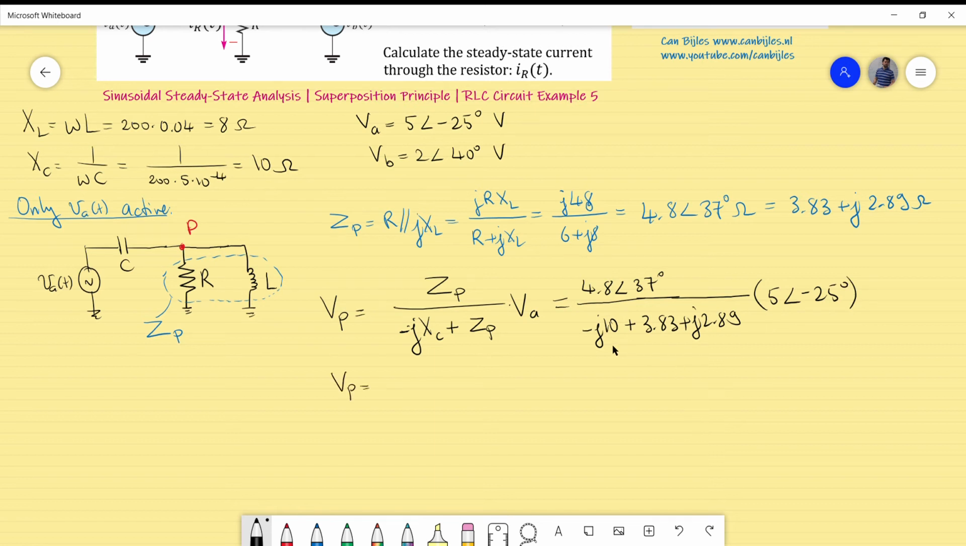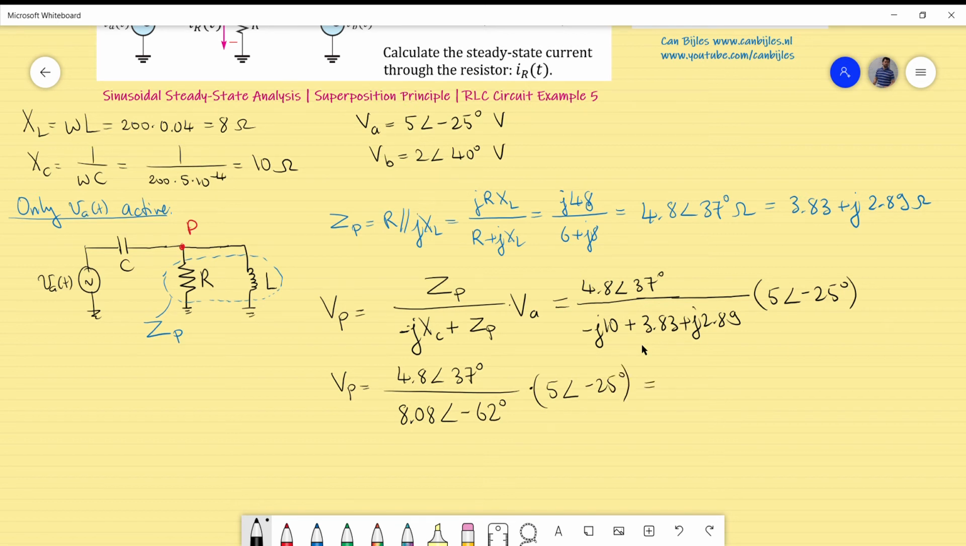The next step is to combine the real part and the imaginary part in a simplified form, and again convert this to the polar representation. So I will have still 4.8 phase 37 degrees, that's still in place. And if I now reduce this and convert to the polar representation, I will have 8.08 and a phase of minus 62 degrees. That's for that part. And you will have still the voltage VA, 5 phase minus 25 degrees.